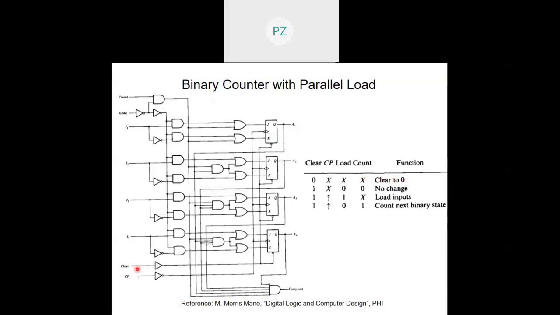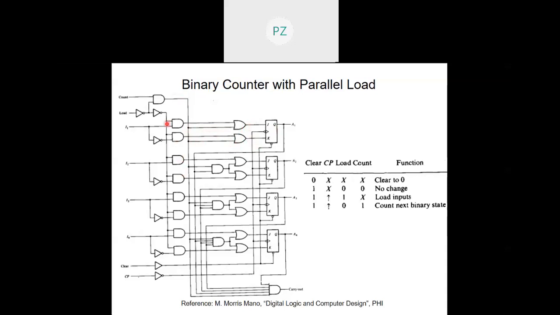Now, when clear is 1, that means you don't want to clear it. And in that case, clock pulse is there or not, it is don't care, but load and count are 00. When you say that load and count are 00, that means a 0 occurs here and a 0 occurs here, right? Both these lines are 00. So what will happen? This line is being fed here and this line is being fed here. So the output of both these OR gates will be 00. When the outputs of both these OR gates are 00, there will be no change.